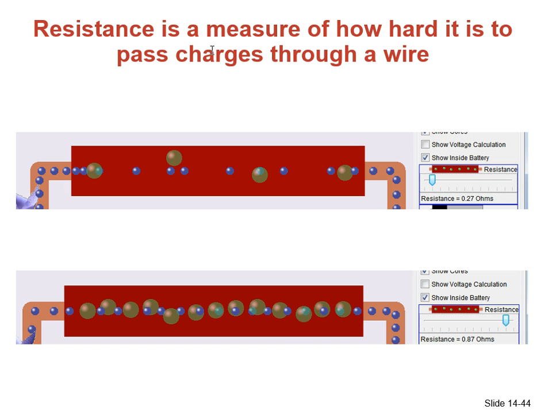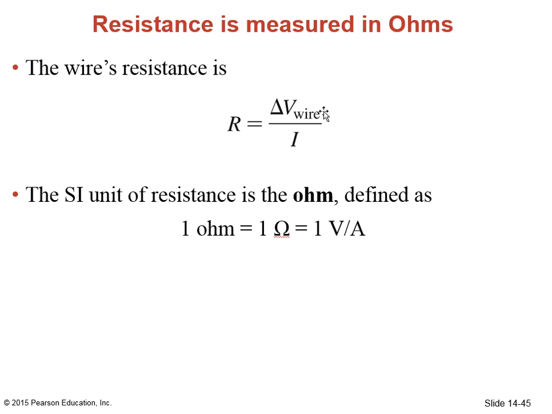Resistance is a measure of how hard it is to pass charges through a wire. You can see here they're going through no problem. Here it's a little bit more difficult, a lot more resistance. If you measure over here on our sliding scale of resistance, we have low resistance, about 0.27 ohms, and here we have a lot of resistance, 0.87, although that's really not a whole lot of resistance. You could have thousands or even millions of ohms. But for this example, there you go.